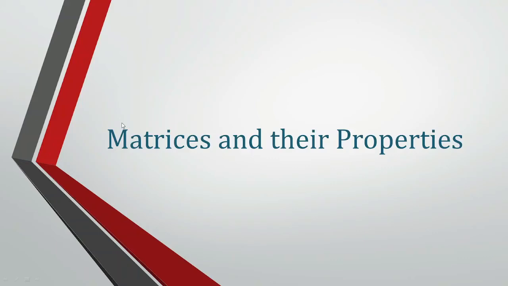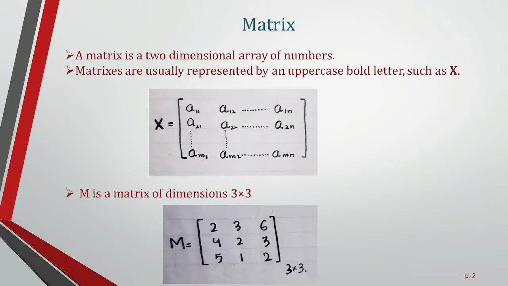Matrices and their properties. A matrix is a two-dimensional array of numbers. Generally, matrices are represented by an upper bold letter such as X. Since a matrix is two-dimensional, each element is represented by a small letter with two indices, such as a_ij, where i represents the row and j represents the column.